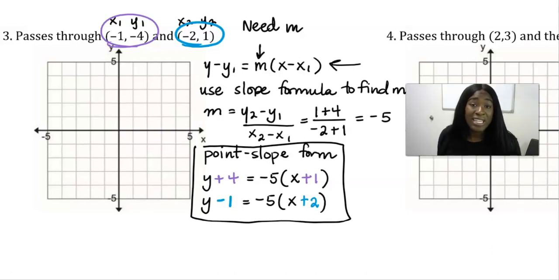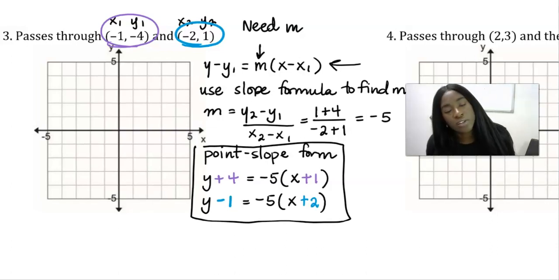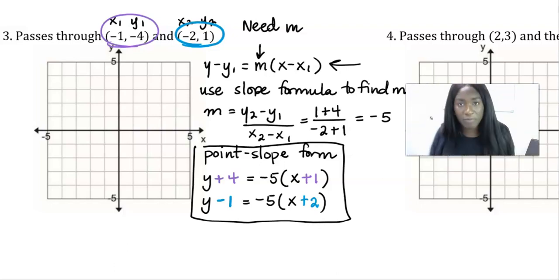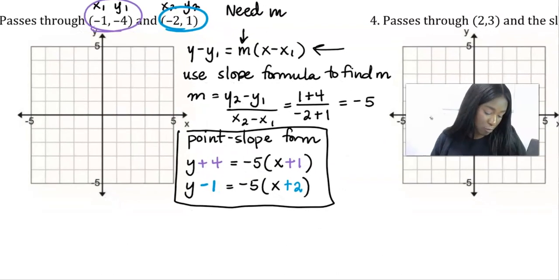If you think about it, there's infinitely many ways to write a line in point slope form because there's infinitely many different points that I could have chosen to plug into the equation. Doesn't matter which one we use. So now that we have that line written in point slope form, let's graph it, and then we'll also write the line in slope intercept form.